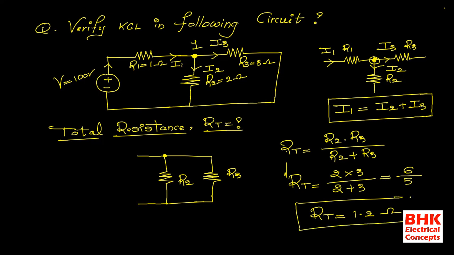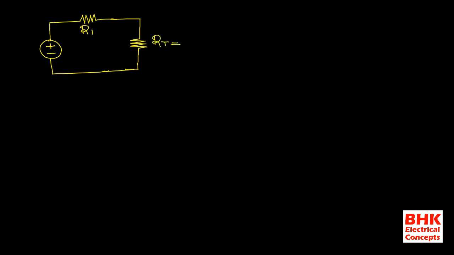Now we need to substitute this RT equal to 1.2 ohms instead of the parallel combination of R2 and R3. If I substitute the value of total resistance RT equal to 1.2 instead of the parallel combination, then the circuit becomes like this. Just see here. So this is the voltage source. This one is the value of R1, and instead of the parallel combination, I am replacing it with the total resistance equal to 1.2 ohms. And this 1.2 ohm is the parallel combination of R2 and R3. And this one is 100 volts.